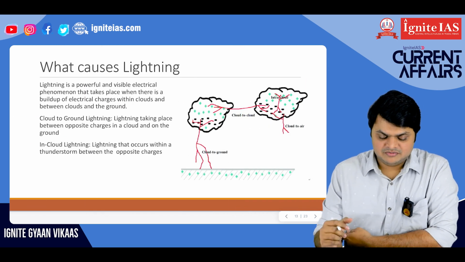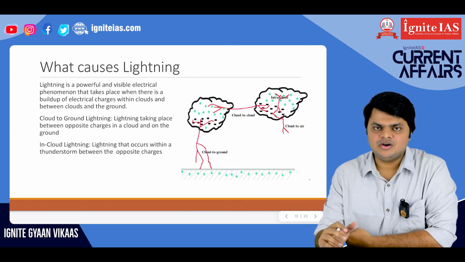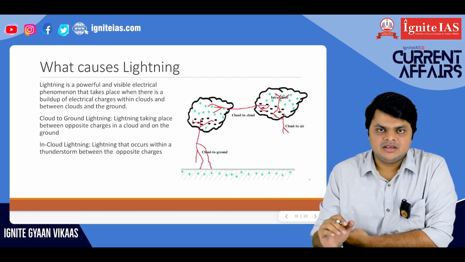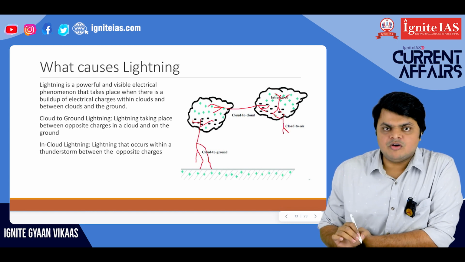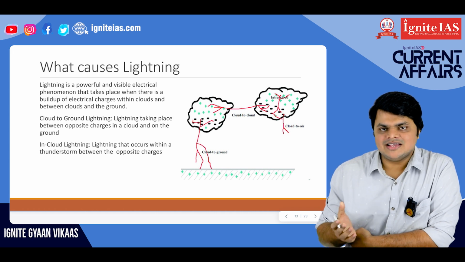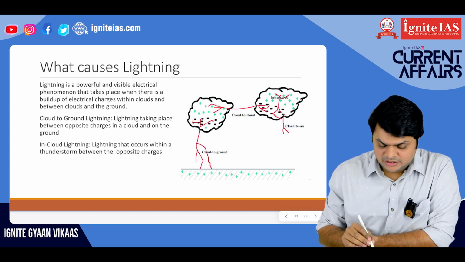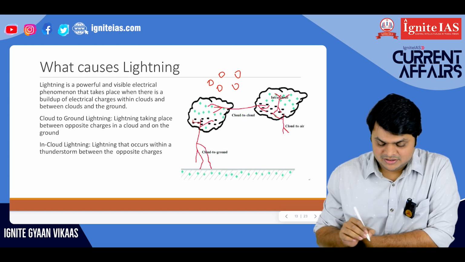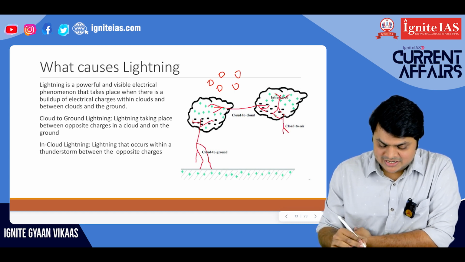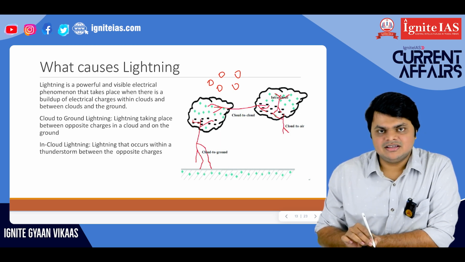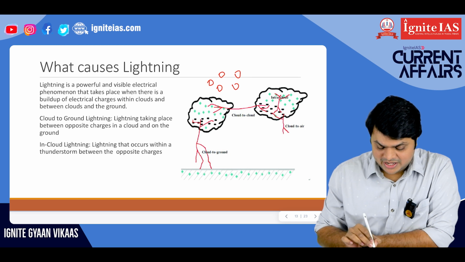Now, let's first understand what causes lightning. We all know that lightning is a visible electrical phenomenon that takes place during thunderstorm. Generally, when the clouds are formed, there are water droplets inside the cloud, and as the cloud rises, the water droplets turn into small ice crystals. Ice crystals, when they interact with each other, form certain electric current. Generally, the positive charge ice crystals are light in weight, so they form on the top of the cloud, and negative charge ice crystals are heavier in weight, so they are at the bottom.